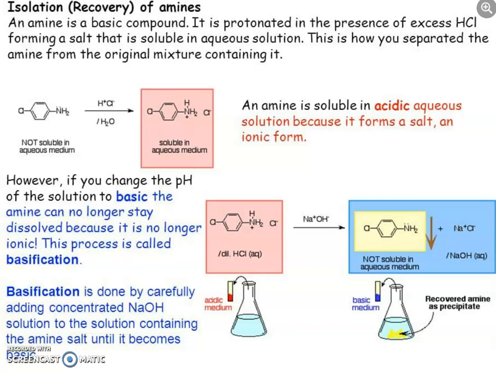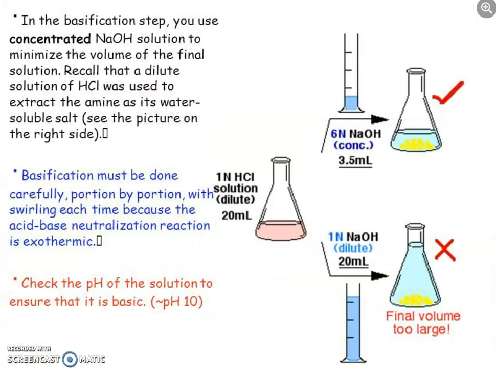So basification is done by carefully adding concentrated sodium hydroxide solution to the solution containing the amine salt until it becomes basic. So you have added sodium hydroxide, the amine is not soluble in basic aqueous medium, and you recover the amine as precipitate. Now, in the basification step, we use concentrated sodium hydroxide solution to minimize the volume of the final solution. Recall that a dilute solution of HCl was used to extract the amine as its water-soluble salt. You can see in this picture.